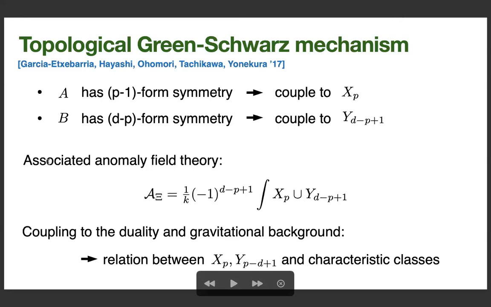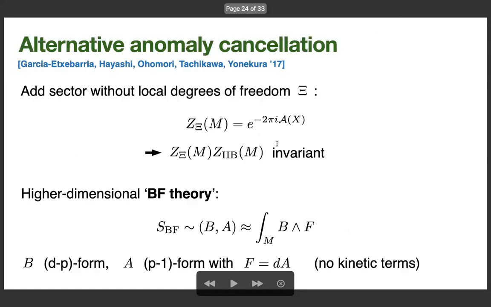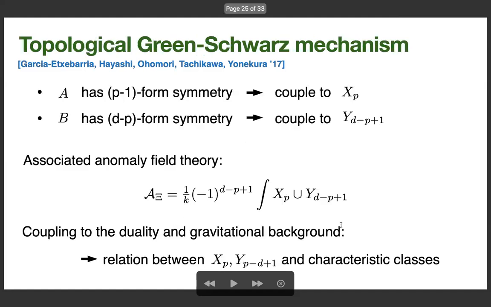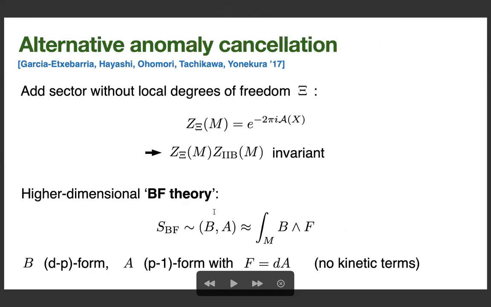Then Greg has another question in the chat. I'm lost. Is A sub psi an 11 dimensional theory or a 10 dimensional theory? No, sorry. This is a 10 dimensional theory, and this is the 11 dimensional anomaly field theory associated to that guy. I see. Okay, got it.